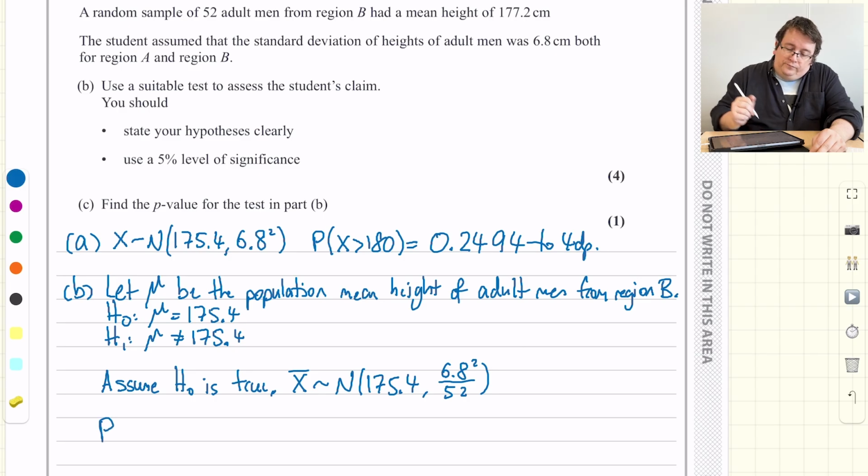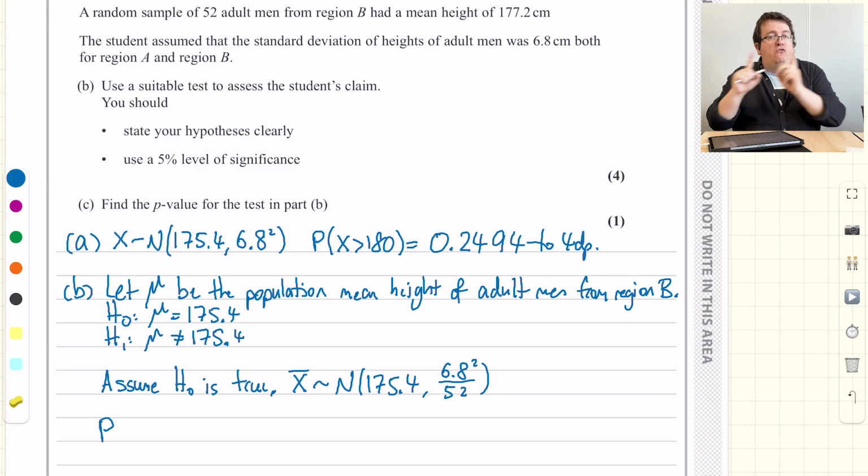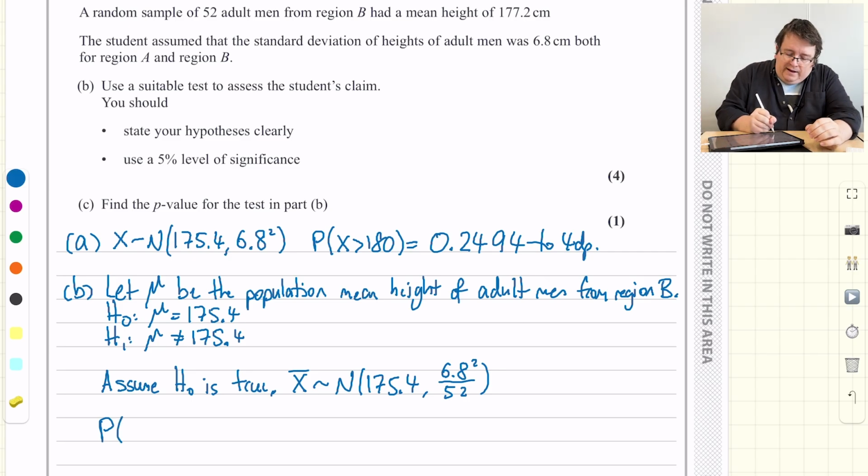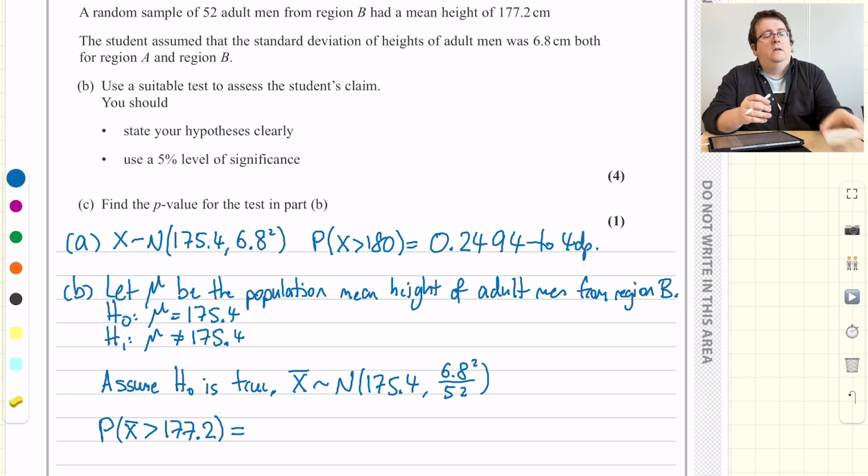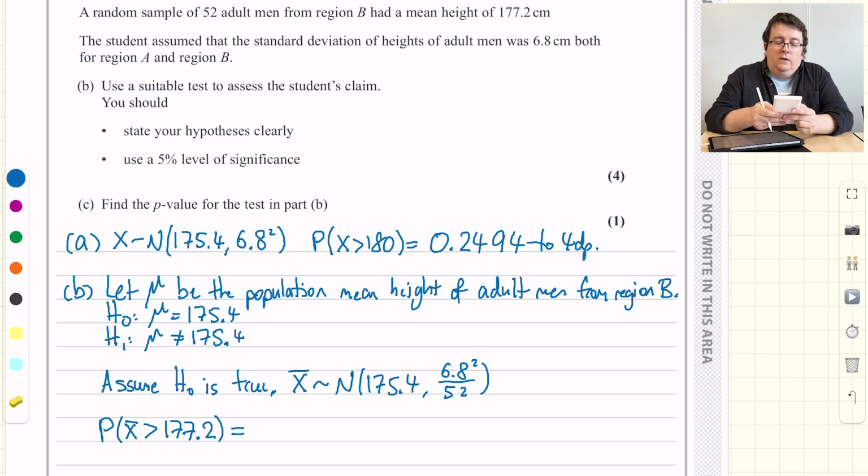So we're checking 177.2, which is to the right of the mean. So always go away from the mean here. So the probability of x bar being greater than 177.2. So we're putting the mean as 175.4. The standard deviation is the standard error now, which is 6.8 divided by the square root of 52.